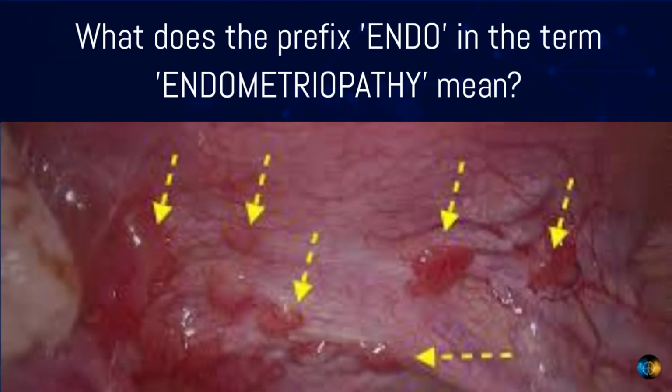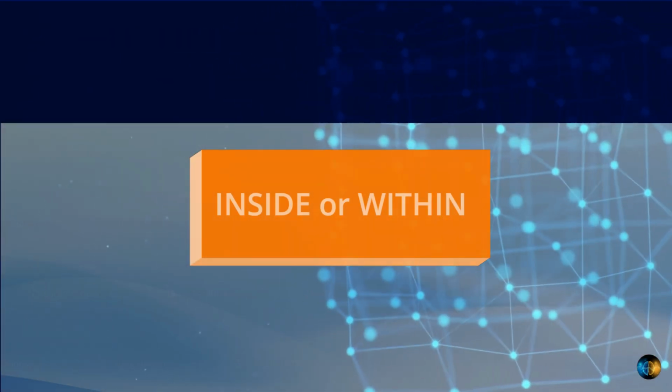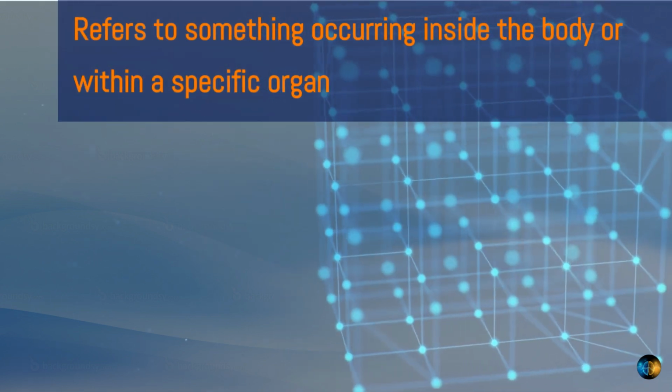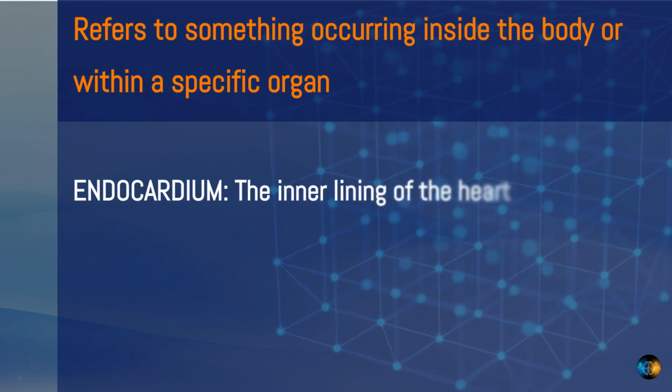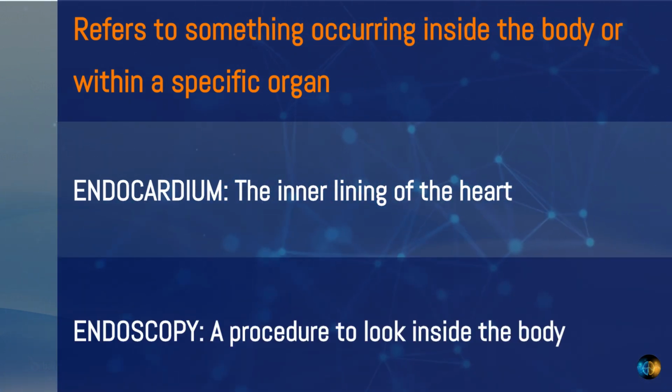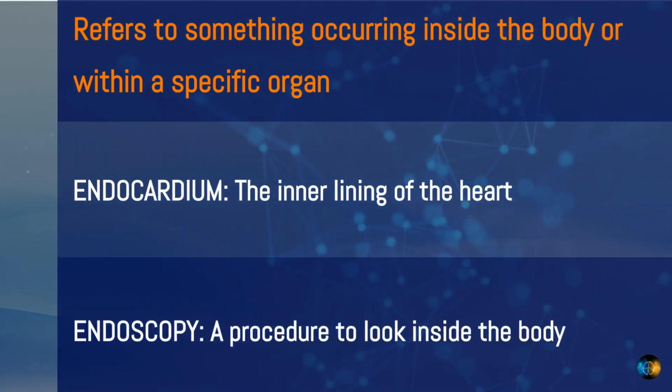What does the prefix endo in the term endometriopathy mean? Literally in Latin it means inside or within, but in medicine, it refers to something occurring inside the body, or within a specific organ. For example, endocardium is the inner lining of the heart, and endoscopy is a procedure to look inside the body.